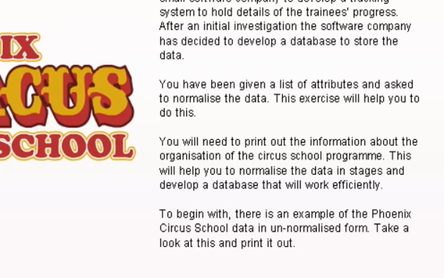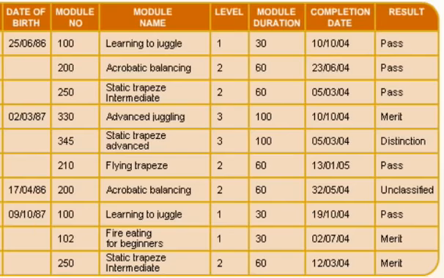So in order for that to happen, we need to get our database into what's called third normal form. So let's take a look and start this exercise. Here's my set of unnormalized data. Now you can see straight away there's lots of duplication.